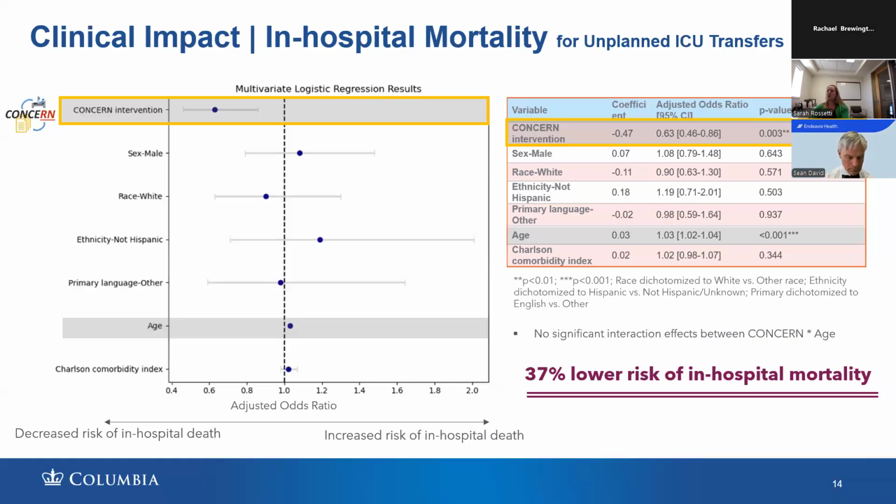And so what we found was that patients in the concern group had a 37% lower risk of an unplanned ICU transfer. They also had a 37% lower risk of in-hospital mortality. We're getting at understanding the group more, but we wanted to understand why.